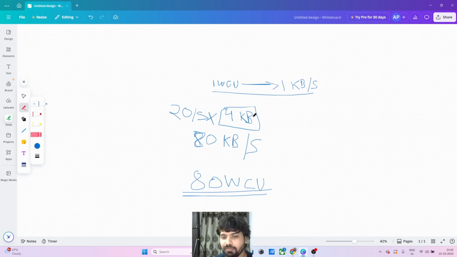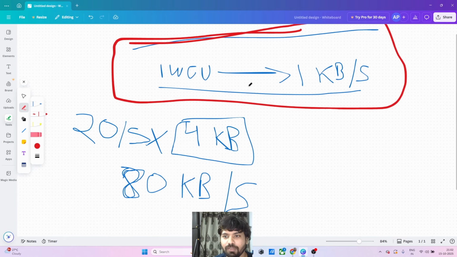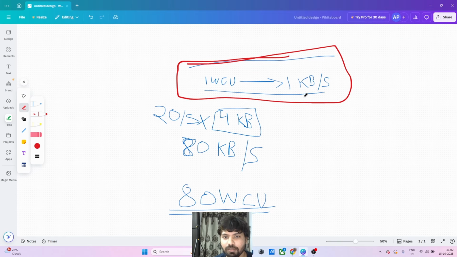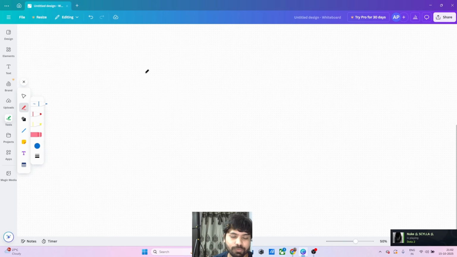This one was simple, and calculating WCUs is usually easy. Just remember this formula: one WCU can do 1 KB per second throughput. Now moving on to RCUs. For the read capacity unit, we have to understand there are two modes of reading. The first mode of reading is strongly consistent, and the second mode is eventually consistent. What do I mean by strongly consistent and eventually consistent?